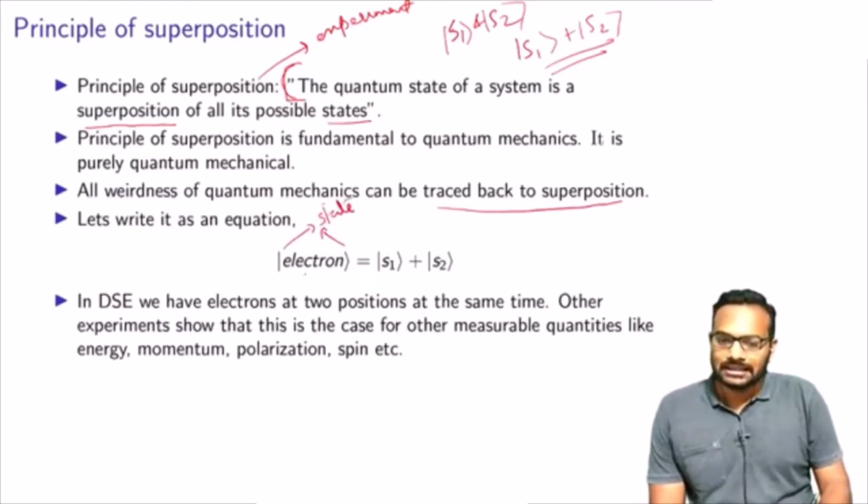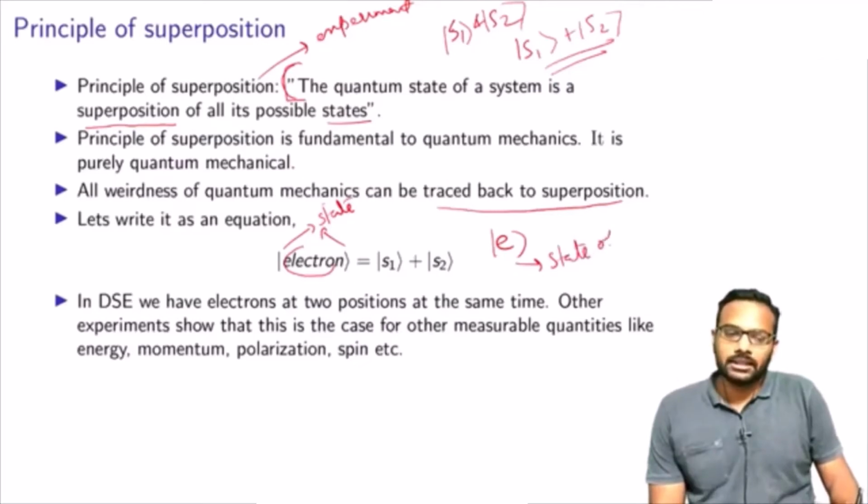By this notation, this angled bracket, what I mean is that we are talking about the state of the electron. The electron inside the angle bracket means the state of the electron. We don't know what objects these are. We just need a notation to describe the state of an electron.